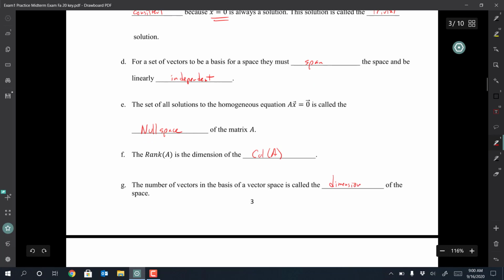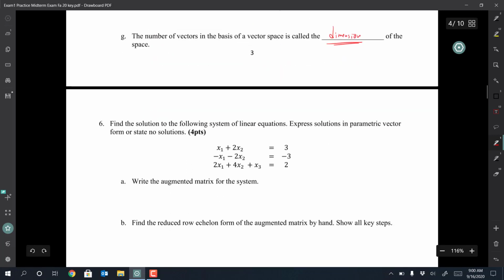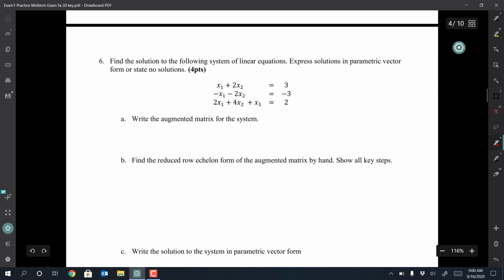And that's a word to be careful with. We talk about the dimensions of a matrix, which are totally separate from the dimension of a vector space. Totally separate from the dimension of a house, by the way. Right? So dimension can mean different things in different contexts. In this context, the dimension of a vector space is the number of vectors in its basis. All right, that concludes the fill in the blank.